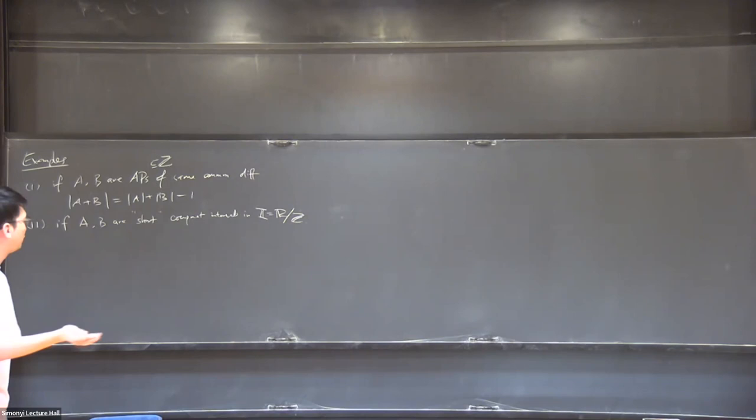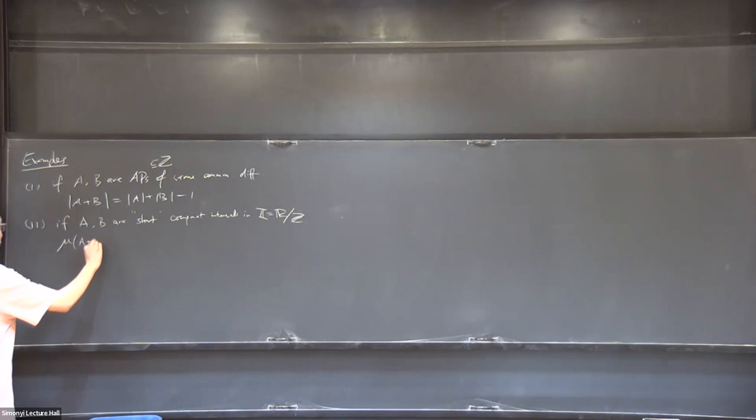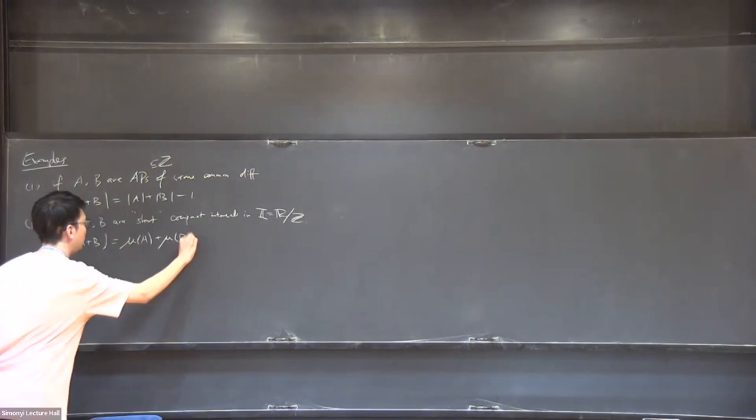So in this case, we have this is A, and the measure of A plus B is equal to the measure of A plus the measure of B.